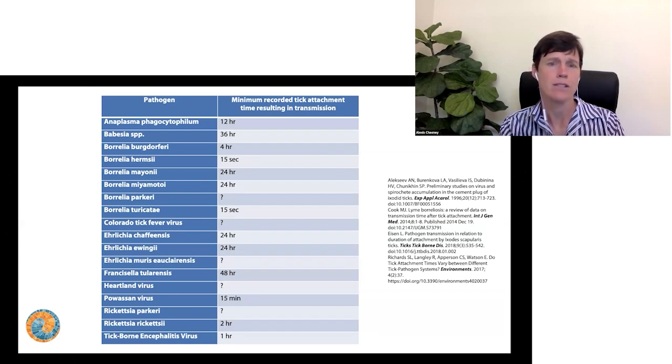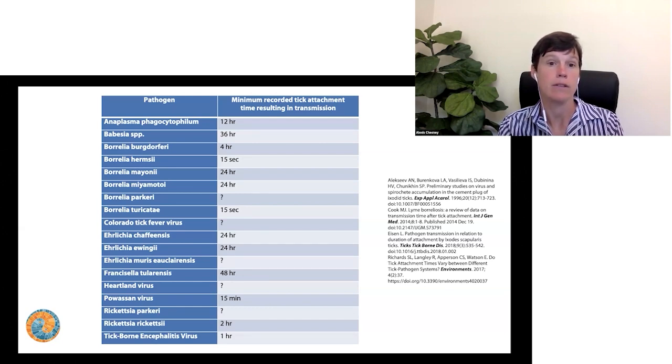But interestingly, it just seems like some ticks take longer than others to transmit Borrelia or other pathogens. And so we've got Anaplasma at 12 hours, Babesiosis at 36 hours. And could it be transmitted sooner? Was it researched at 4 hours or 12 hours? These are all really important questions to look at.